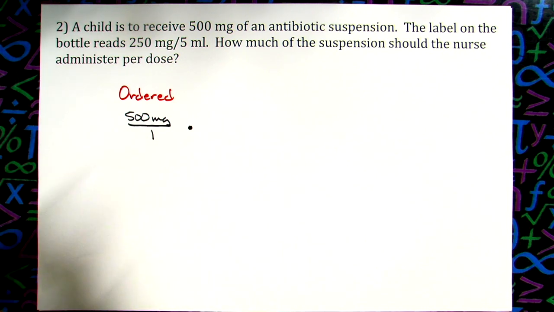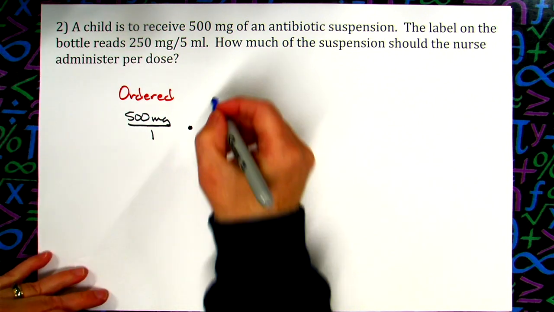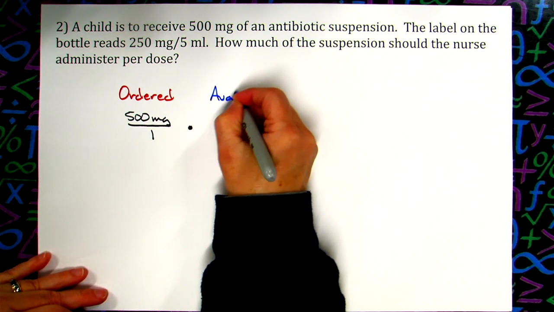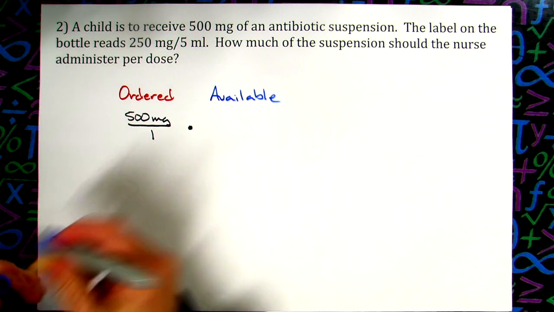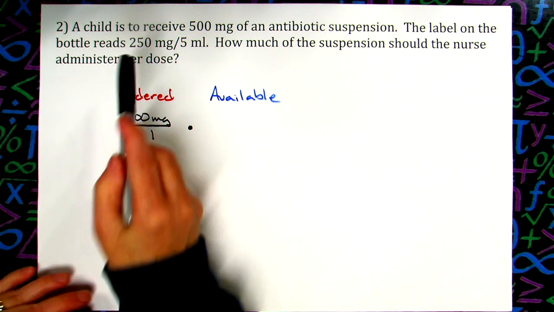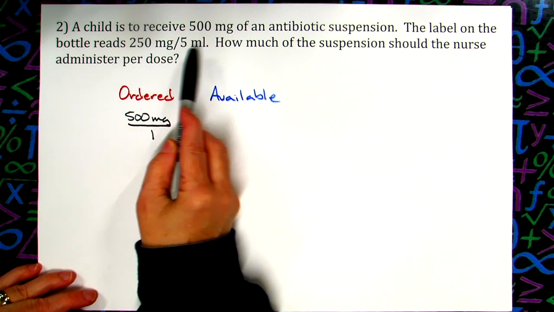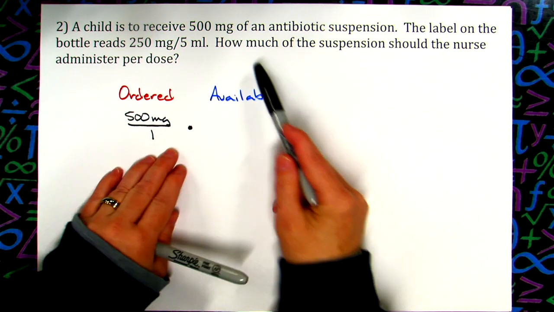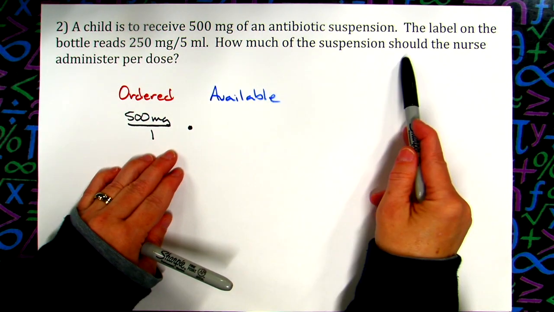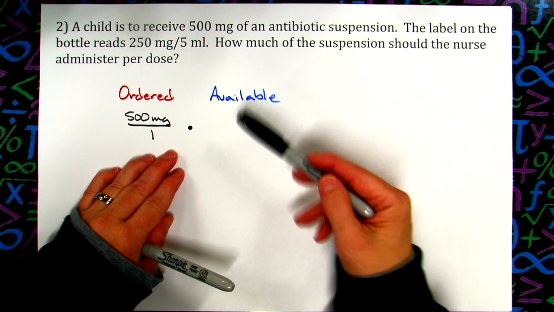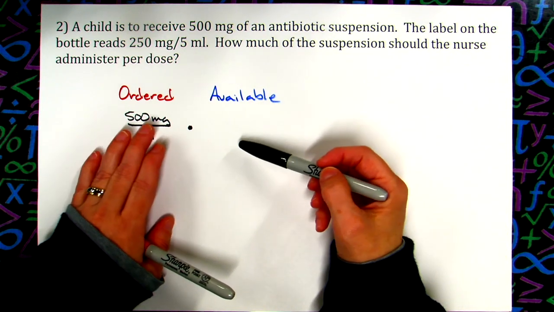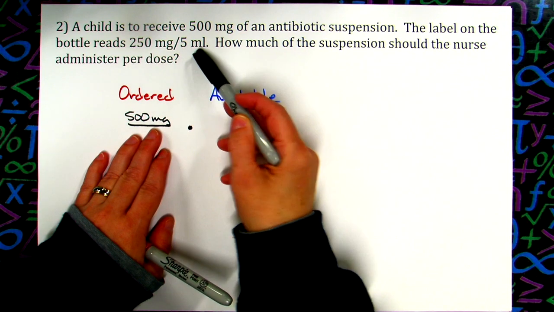We're going to multiply it by what is available. We'll label this available. We'll come back up to the story problem and see what that is. It is available as 250 milligrams per 5 milliliters. Now how much of the suspension should the nurse administer? That would be milliliters. How much? A liquid. Which means from what's available here, I have to make a choice.